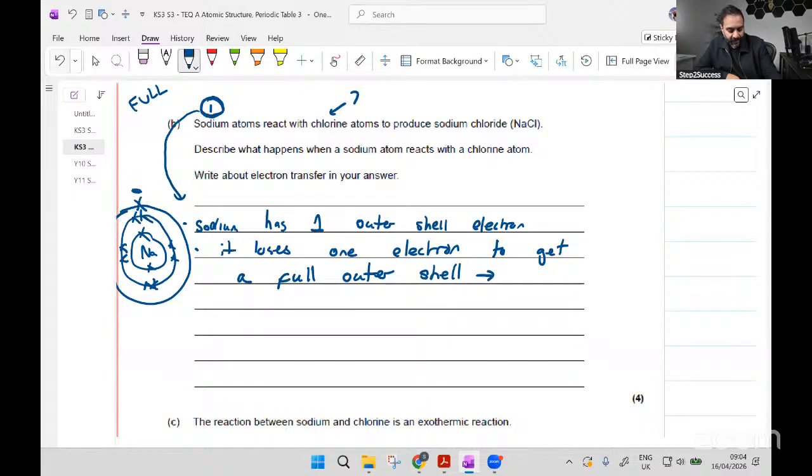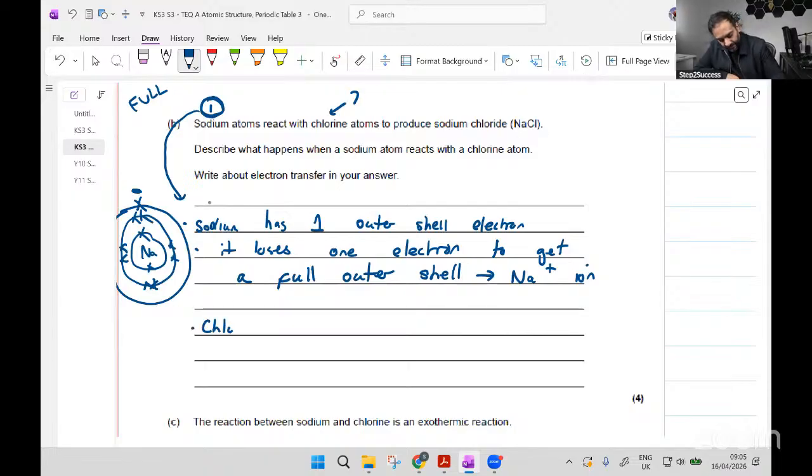The more complicated point is that electrons are negatively charged. If you lose something that's negative, you become positive, because overall you now have more positive things than negative things. So it becomes what's called an Na plus ion, or a sodium plus ion. I'll come back to that.